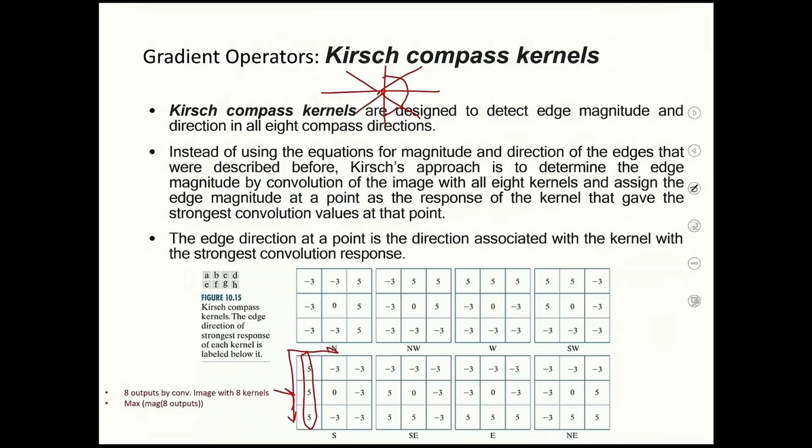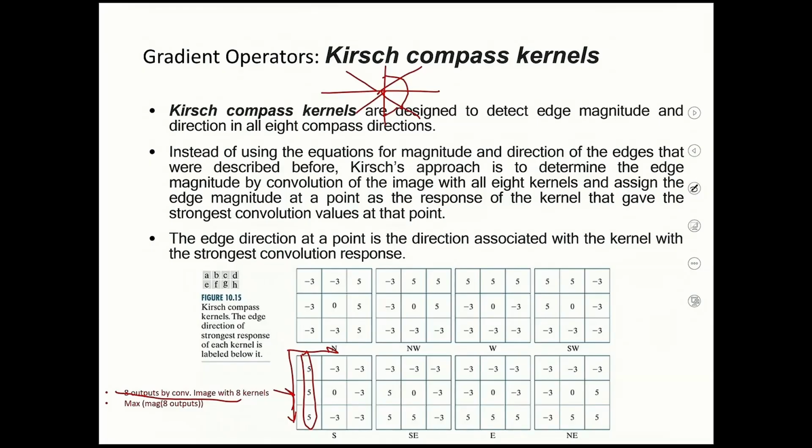For example, if you have 8 kernels, what he did is convolve with each of them one by one, and then take the maximum at each point. Why? Because if one of them is good at finding one edge, another is good at finding another edge. If I take the maximum, it will give me all the edges that are good.